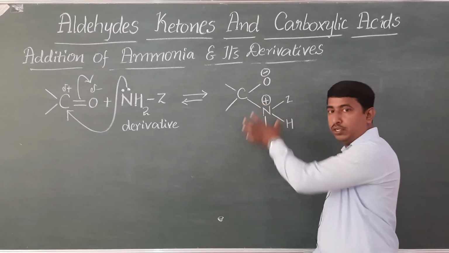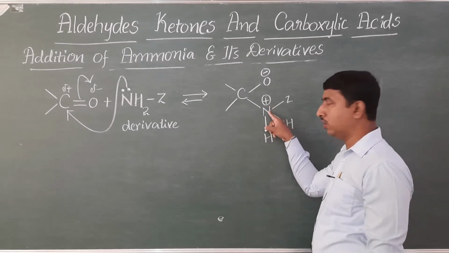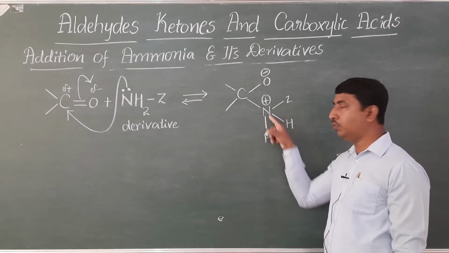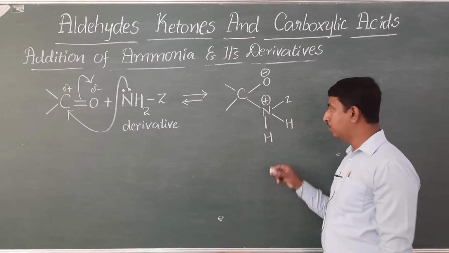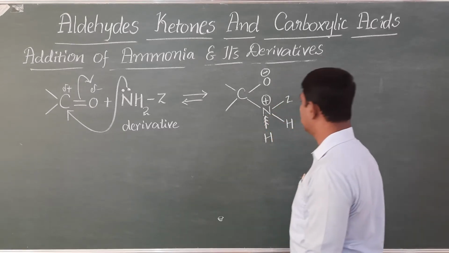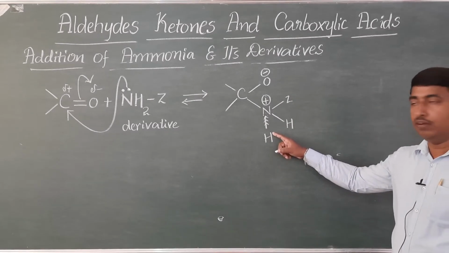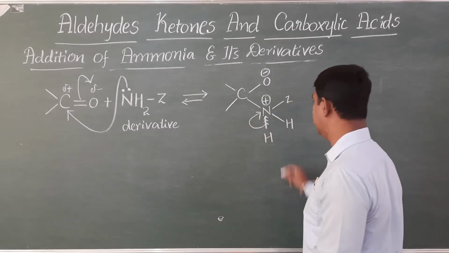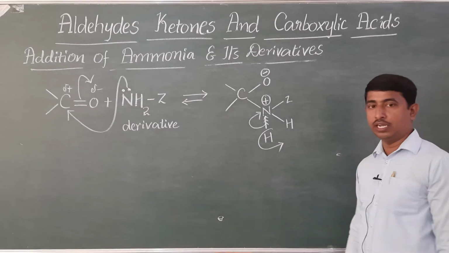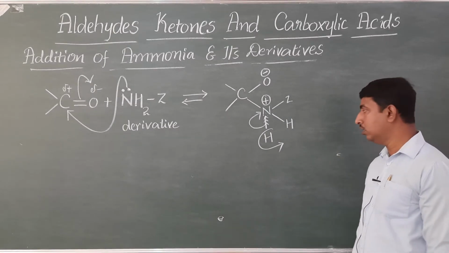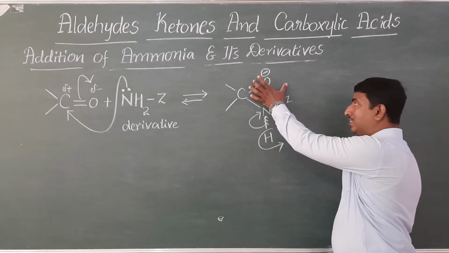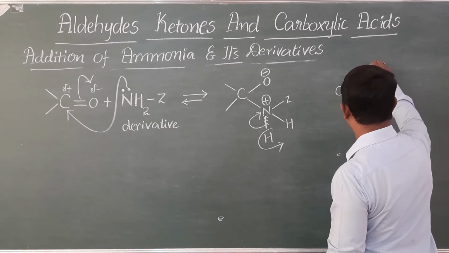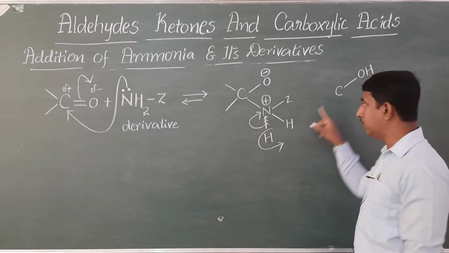Since there is a positive charge upon nitrogen, this nitrogen will start attracting the electrons of the hydrogen atom, because the NH bond is a polar bond. So electrons start moving like this. It will accept a pair of electrons from the nitrogen-hydrogen bond, so both electrons will be shifted to nitrogen. As a result, hydrogen is removed in the form of H plus, and this H plus is added across O minus. O minus takes up H plus, forming OH.